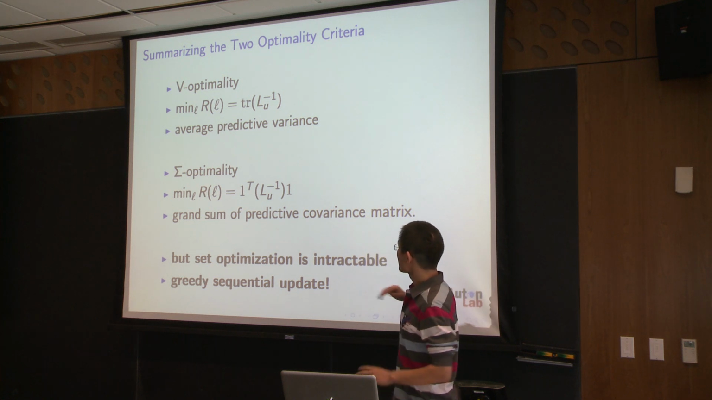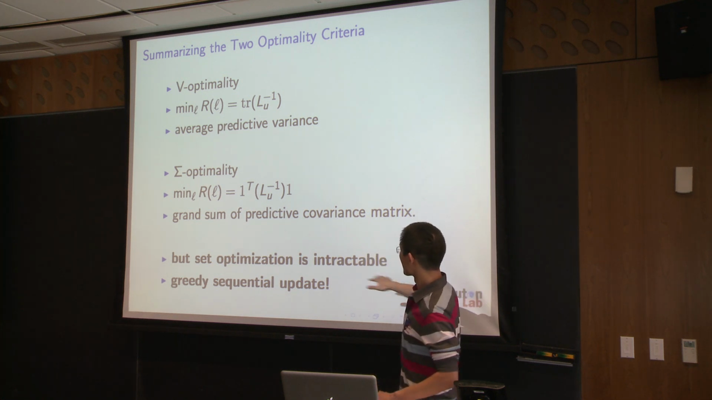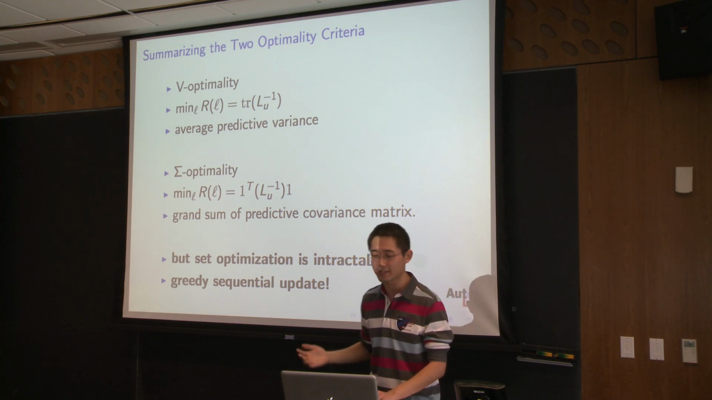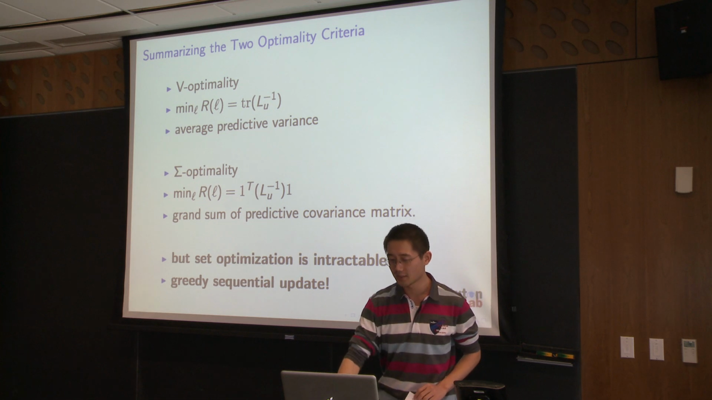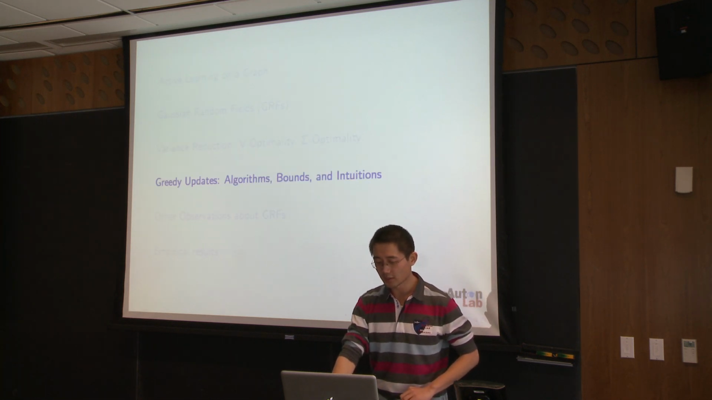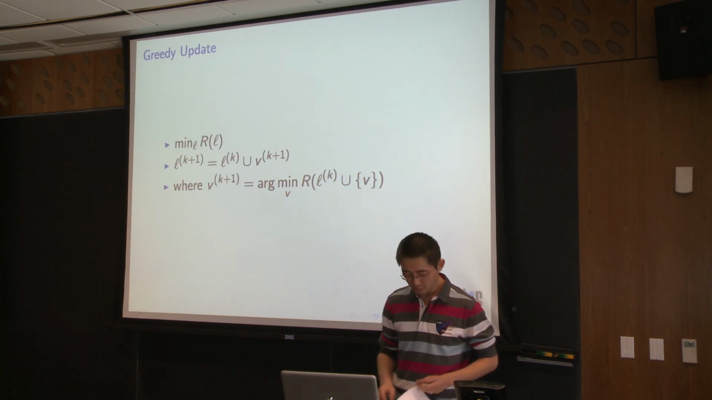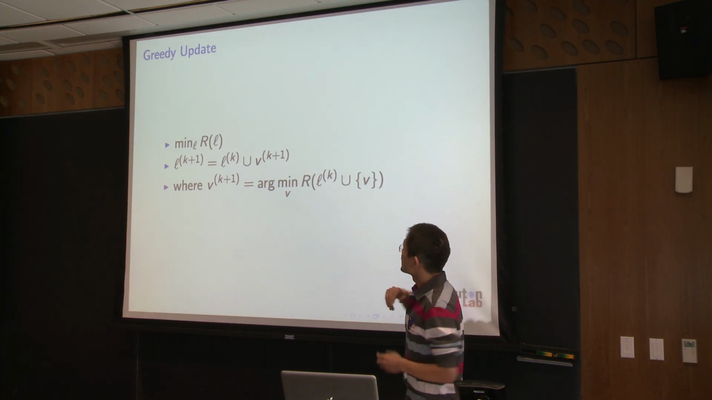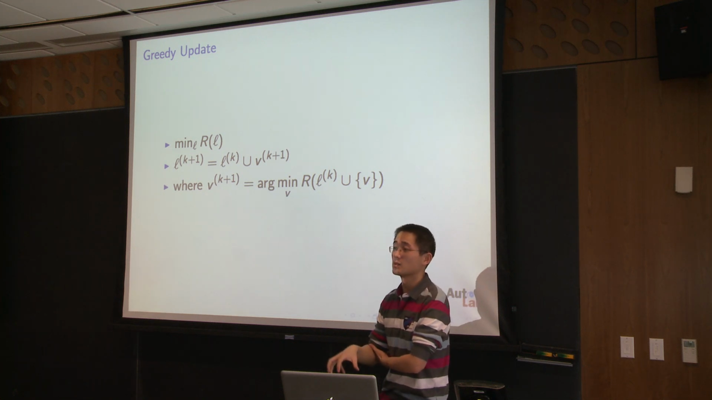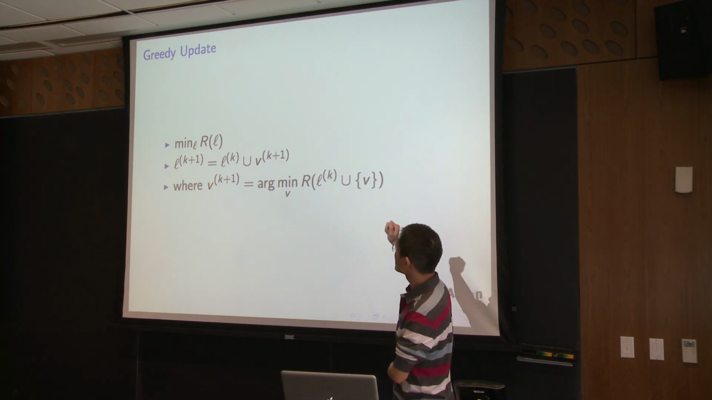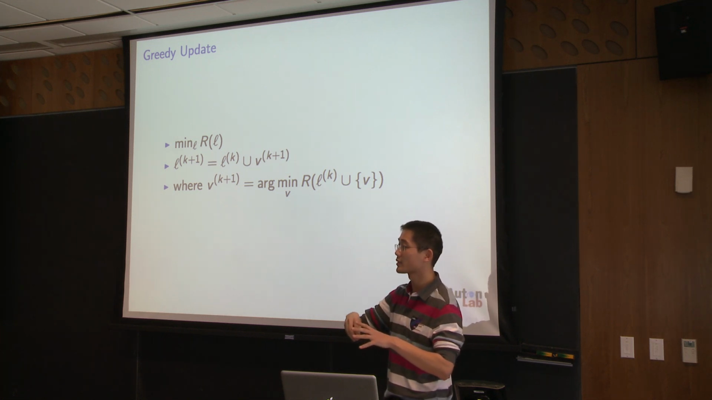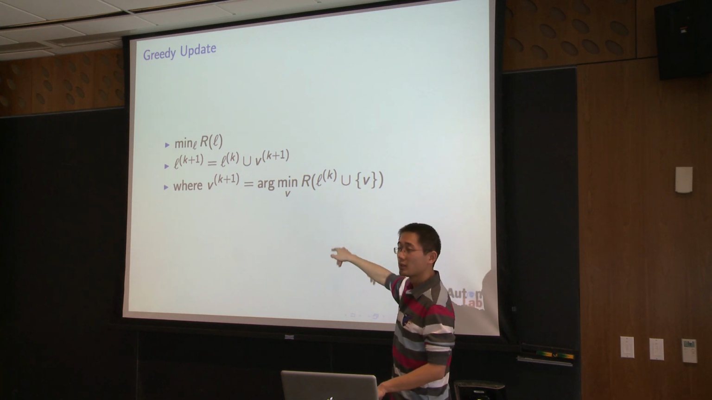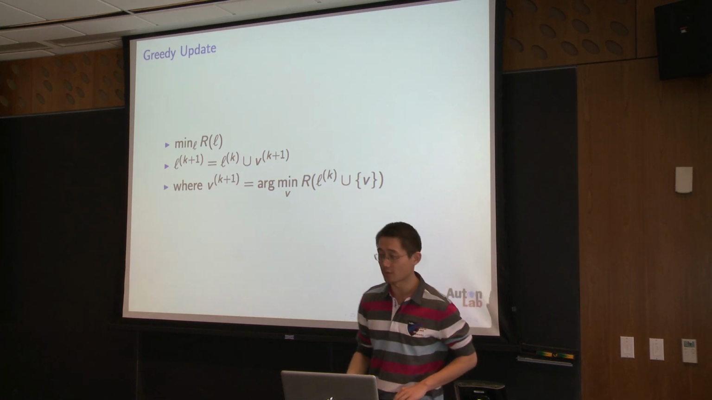So I'll just address something more. This is a set optimization problem. This is intractable. We need to come up with a greedy sequential update algorithm. And this algorithm works like this. You select your first k nodes first, and then you pick your next node to add into the set that you want to query by the marginal contribution of this node, by how much further this node can reduce your risk.